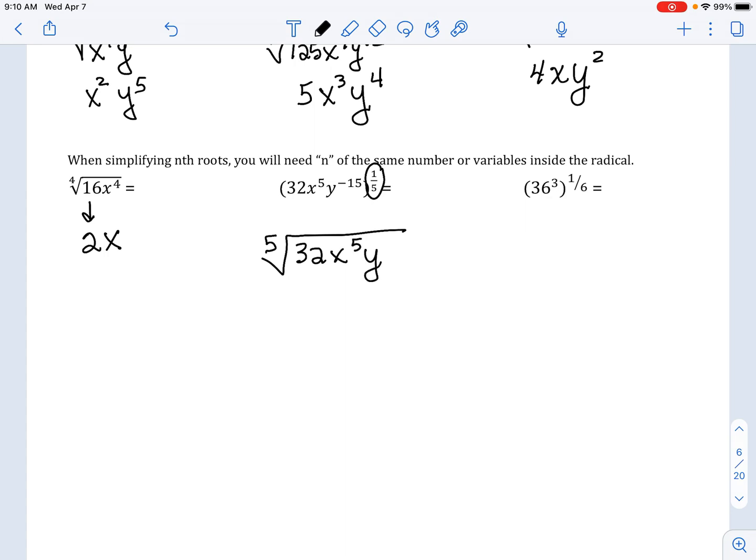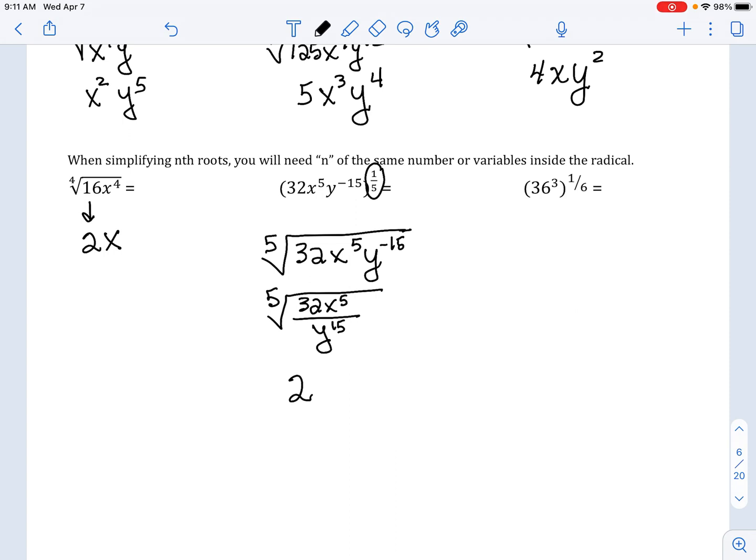32 x to the 5th, y to the negative 15. All right, let's simplify by moving that y to the 15th to the denominator. And let's think about what a 5th root means. A 5th root means that we're looking for an integer that when multiplied by itself 5 times, we get 32. So again, we know that 1 multiplied by itself will always be 1. Move up to 2. 2 multiplied by itself 5 times is 32. So the 5th root of 32 is 2.